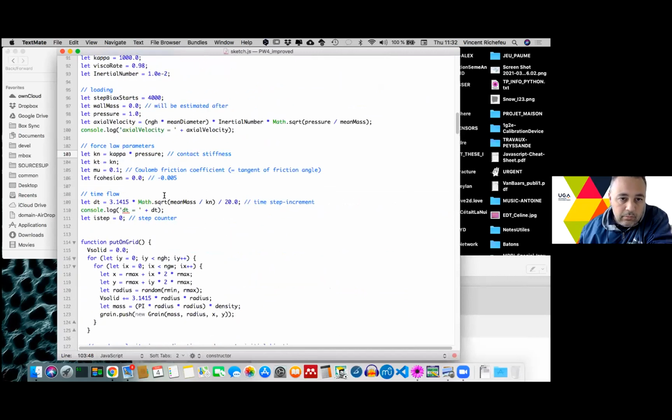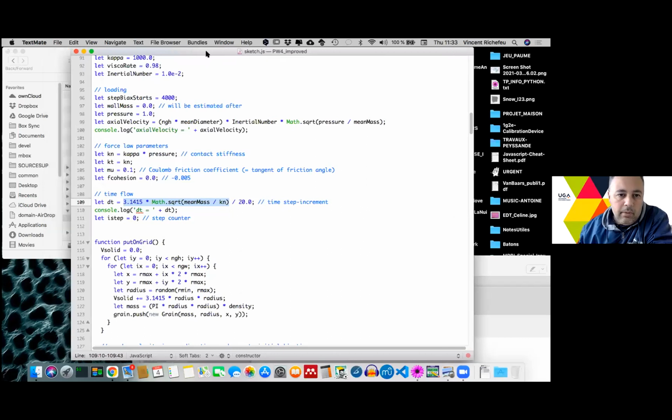Now, there's no equation. I didn't talk about equation. The time step. If you remember, the critical time step is that one. I computed before the mean mass in the sample. I've got the stiffness. So here's the equation. Here I consider that if I divide the time step by 20, it will be okay.